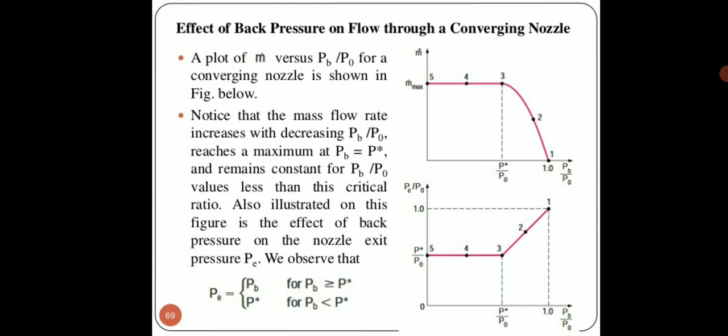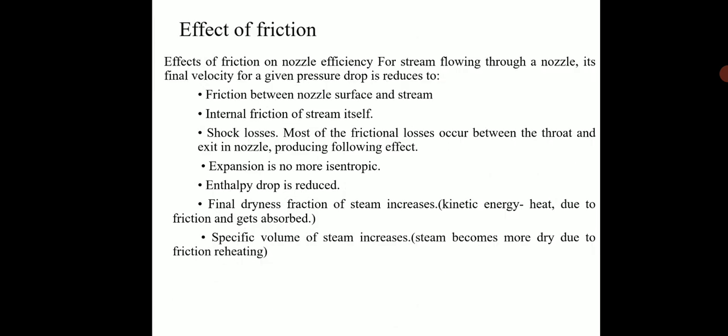As illustrated in the figures, for the effect of back pressure on the nozzle exit pressure, we observe that PE is equal to PB for the condition PB greater than or equal to P star, whereas PE is equal to P star for the condition PB less than P star. Now the effect of friction in nozzle. The effect of friction on nozzle efficiency.